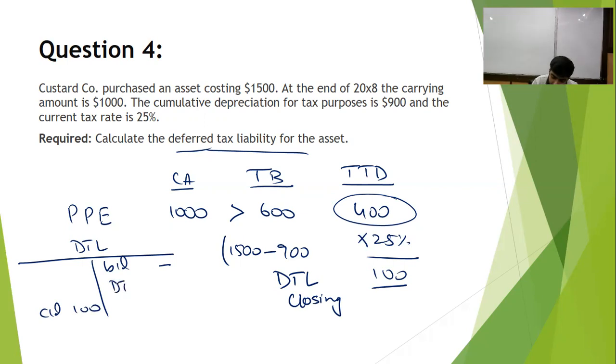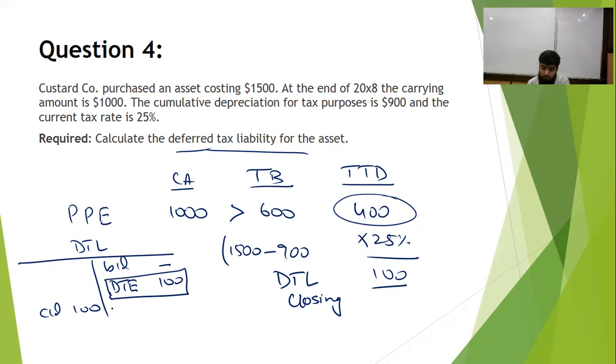So it means the deferred tax expense for the year will be recorded as $100. That is, $100 will be recorded as deferred tax. It means the deferred tax for the year is $100. I hope it's clear. There are 2 points that you must remember.